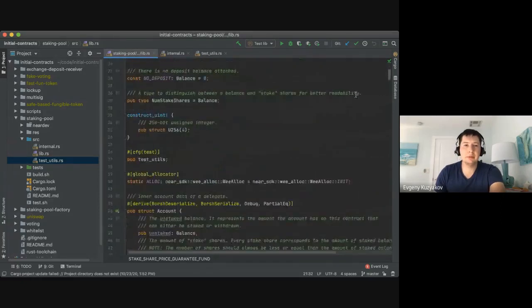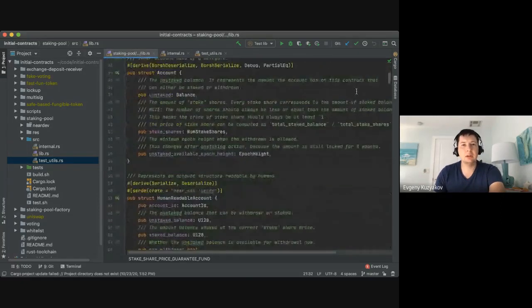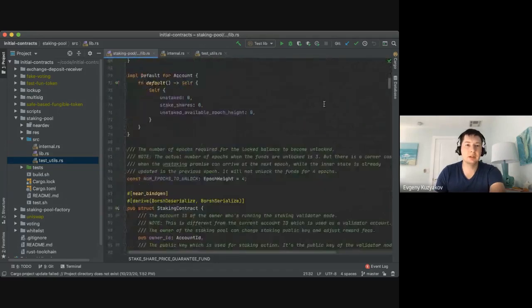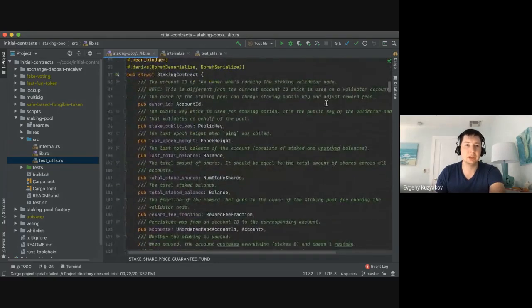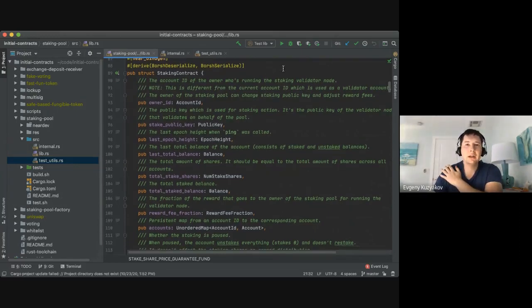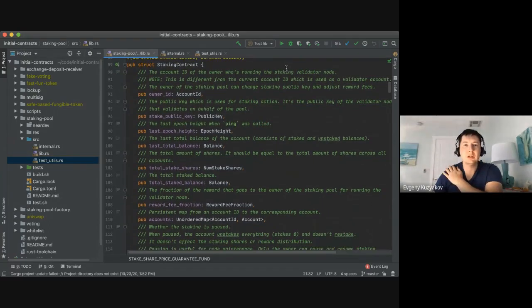So as before, the contract starts from the main structure. In this case, it's a staking contract structure. As you can see, there's a near binding and Borsh serialize, deserialize. And the structure now has way more fields than in the past, and there are some comments on them. Probably most of them are up to date.